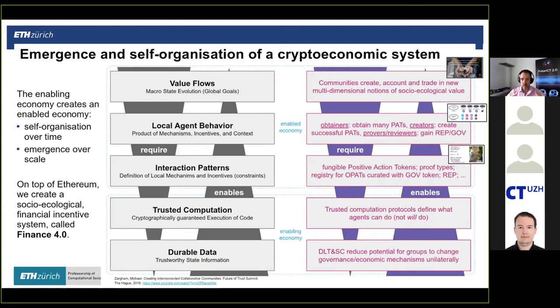So these two levels allow you to create or facilitate interaction patterns, local mechanisms, local incentives that put constraints in a way. As you will see later on, you can allow people to do certain things with the tokens, like transfer them or burn them, or you're not allowing these things. And according to these constraints, certain patterns of how people use the tokens or interact will be enabled or prevented. These micro patterns then allow certain behavior for the agents in every locality in the network. So they are the product of all these mechanisms, incentives, and the context.